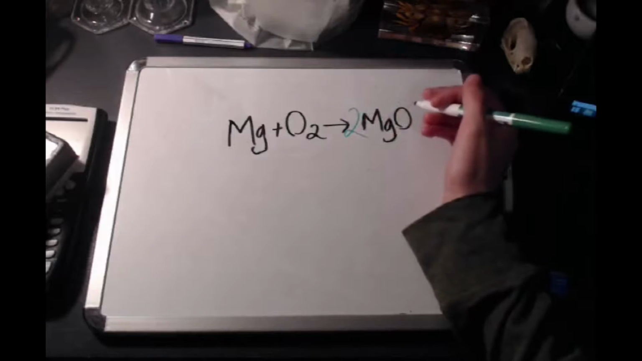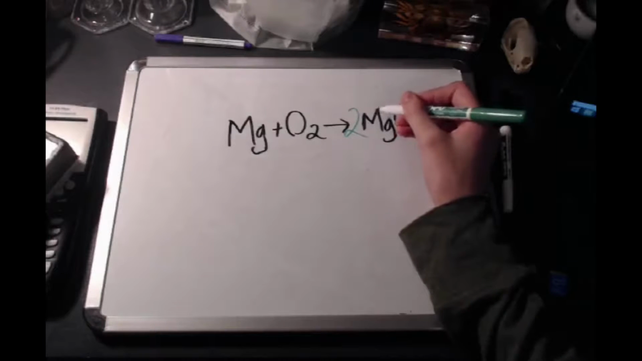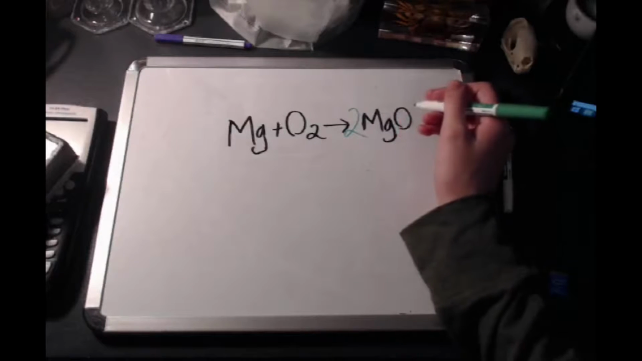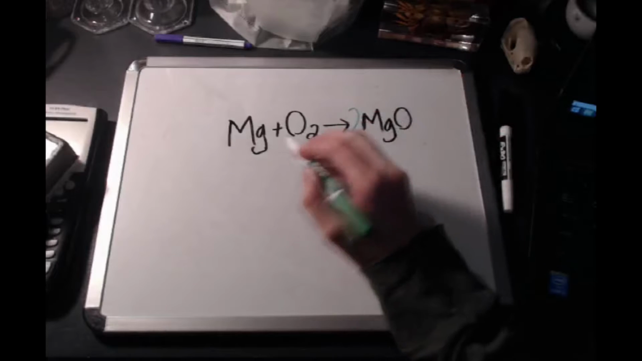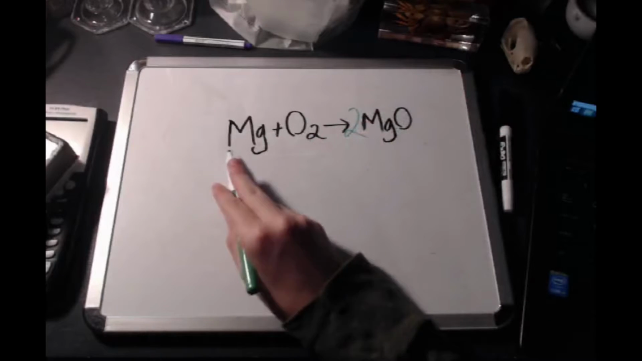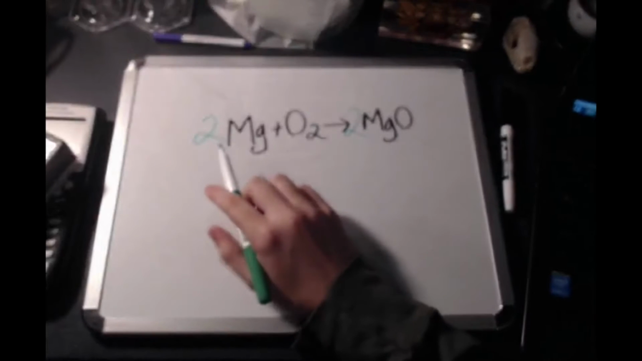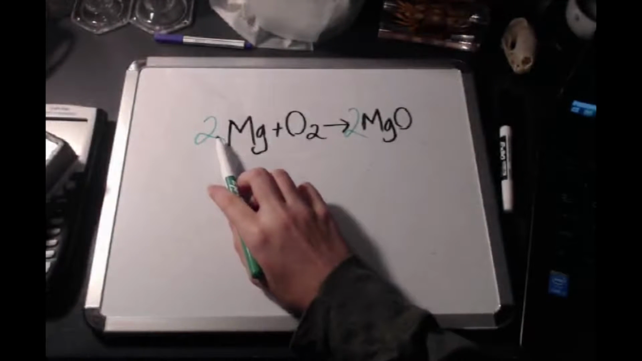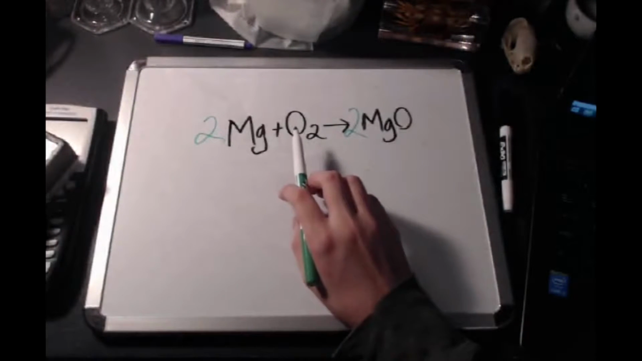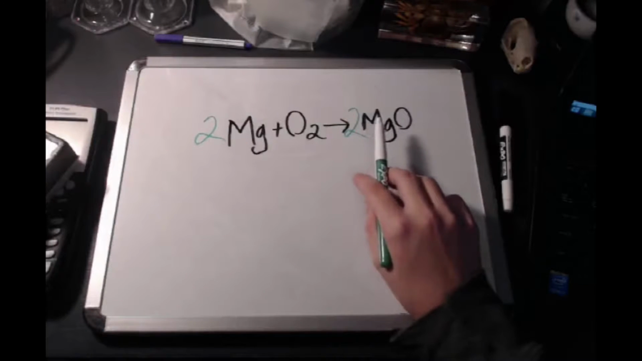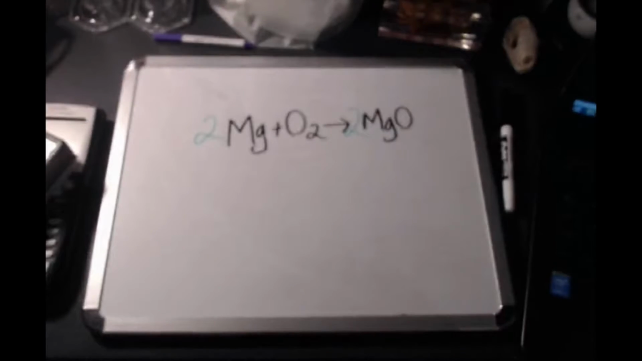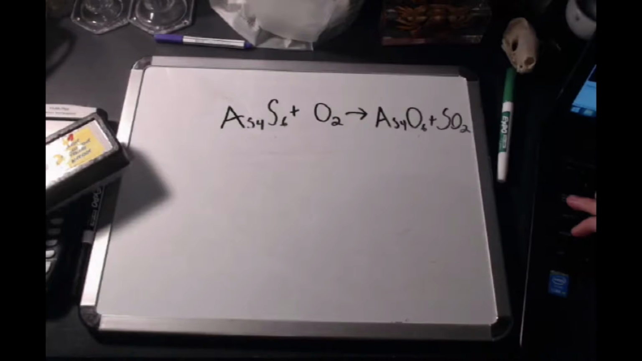So now we're going to be left with 2 magnesium atoms on the side and 2 oxygen atoms on the side. But now this isn't balanced. So you put a 2 right there. So now as you can see, we have 2 magnesium atoms, 2 oxygen atoms, 2 magnesium atoms, and 2 oxygen atoms. Okay, so now let's try a more complex equation.